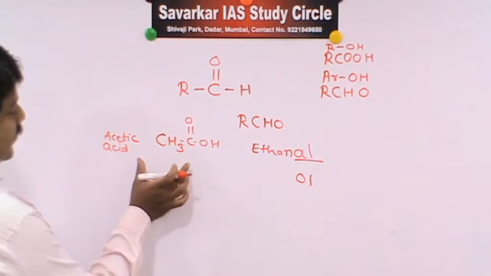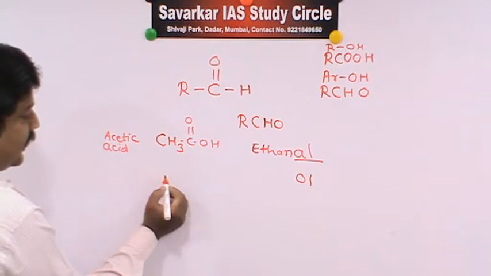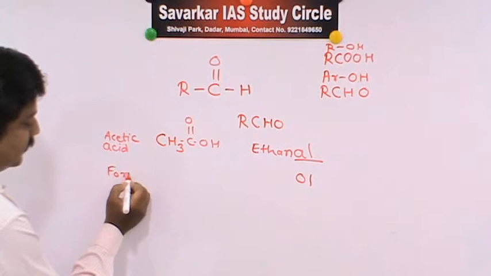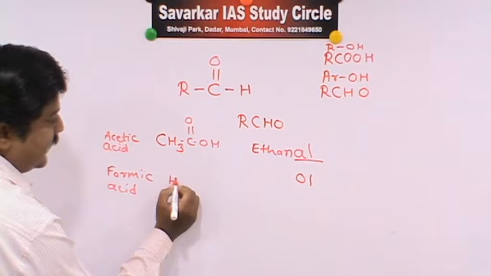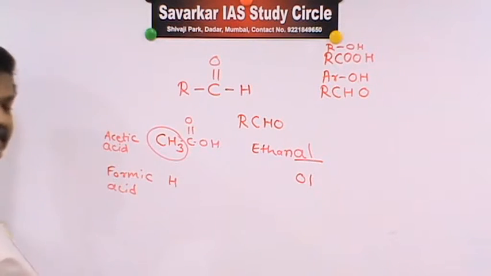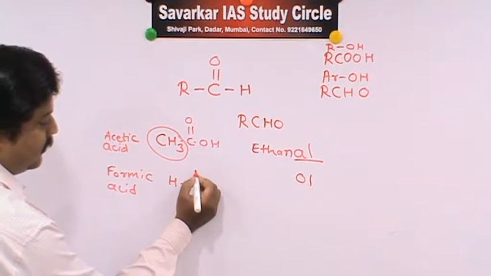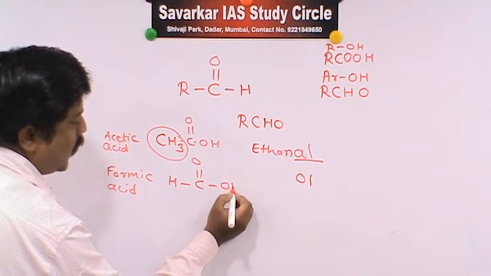In the same way, here this is acidic. Now formic acid, we call this, I am replacing this CH3 by H, but the other things are the same, COOH.